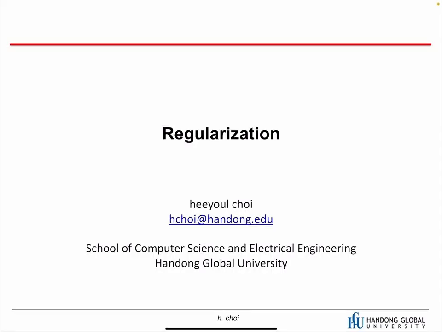Hi, this chapter is regularization. Actually, in the previous chapter, we talked about optimization, and in the optimization, we didn't talk anything about regularization. So we just optimized the objective functions. And now in this chapter, we're going to talk about regularization.